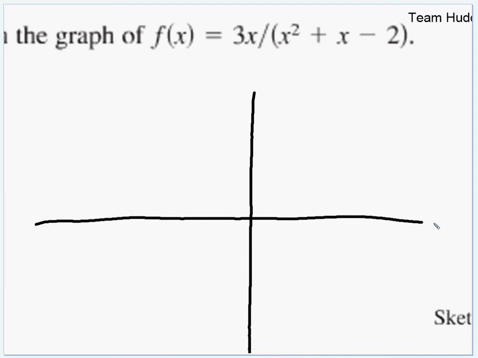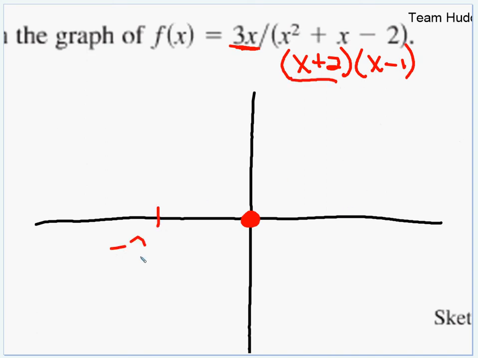So let's see. If we set the numerator equal to 0, we get 0. That's an x-intercept. If we put 0 in for all the x's, we'll get 0 divided by -2. That's also our y-intercept. If we factor our denominator into x plus 2 and x minus 1, we set that to 0, we get a vertical asymptote at -2. With this one, we set that equal to 0. We get a vertical asymptote at +1.